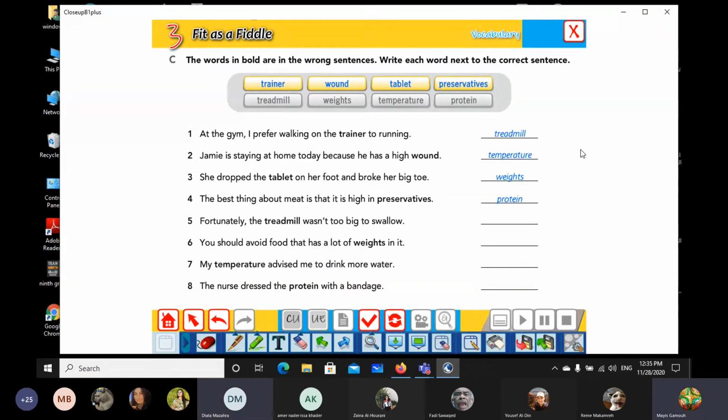مواد حافظة. Yes, so is it good for your health or no? No. And what about protein? It's good for the health. Yes, so and we know that meat is full of protein, not preservatives, right? Yes. Thank you. Let's go to the next one.